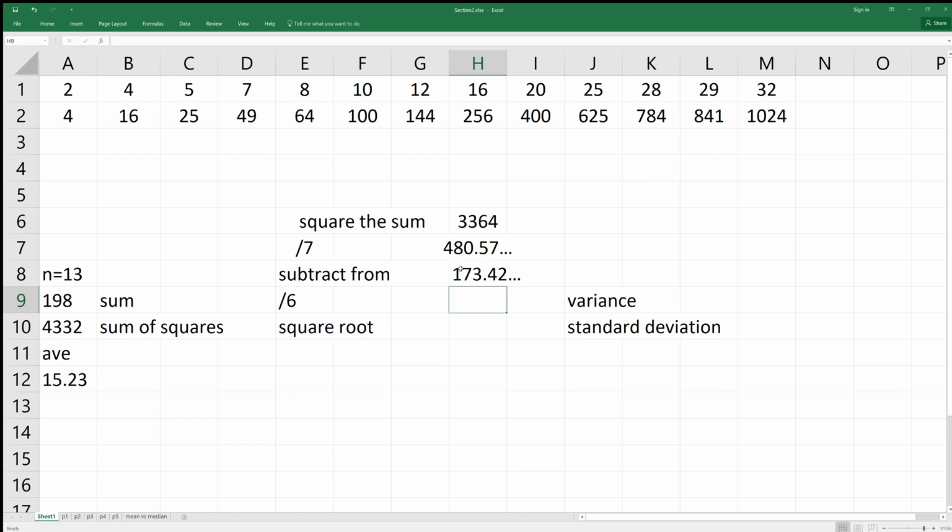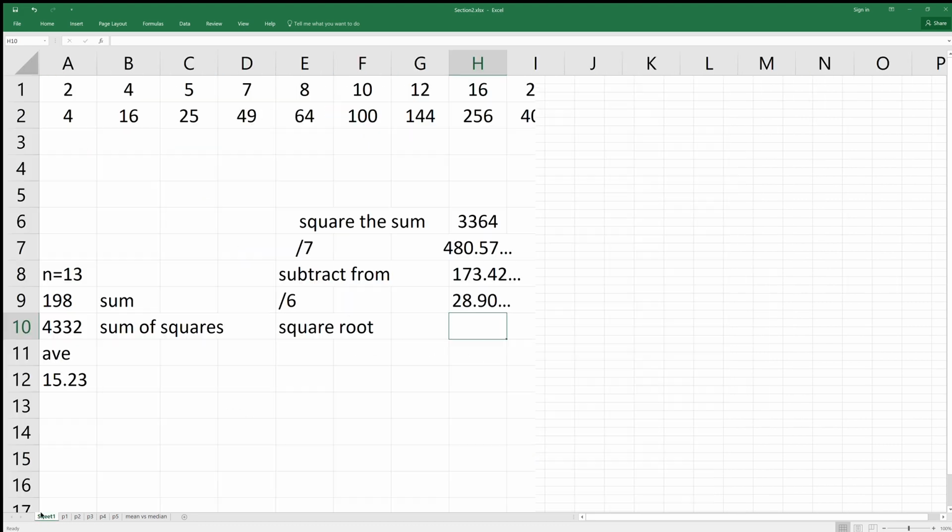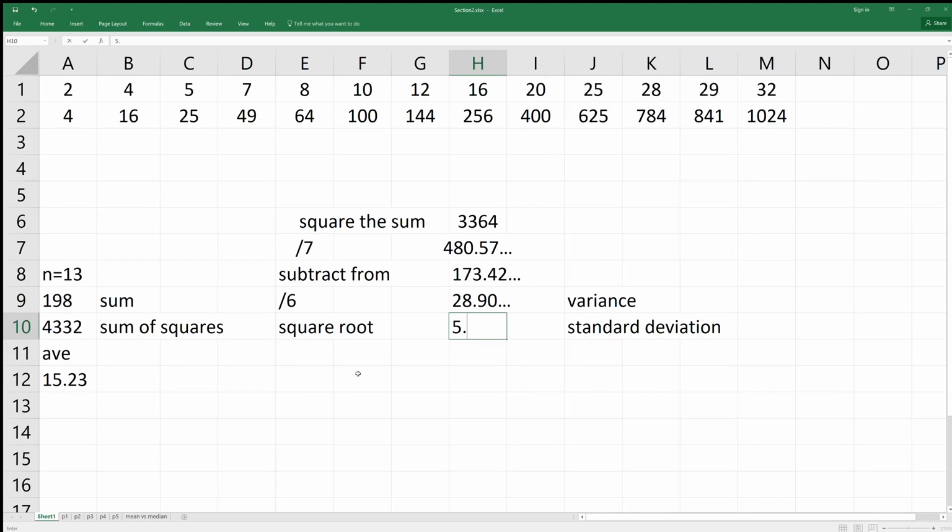And then if I divide it by one less than how many numbers there were, divided by 6, I get 28.90 something. So that's the variance. And then if I take the square root of it, I'm going to get 5.376. What did I call it here? Exactly that, 5.376. 5.376349 to the edge of the screen. But 5.376 is more than enough.